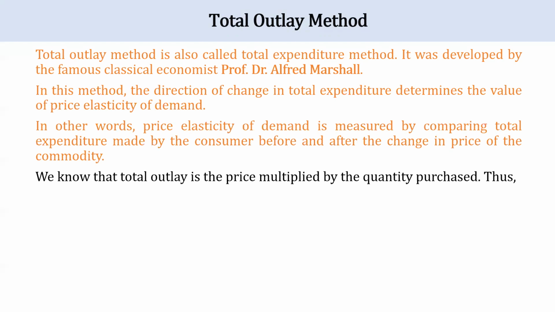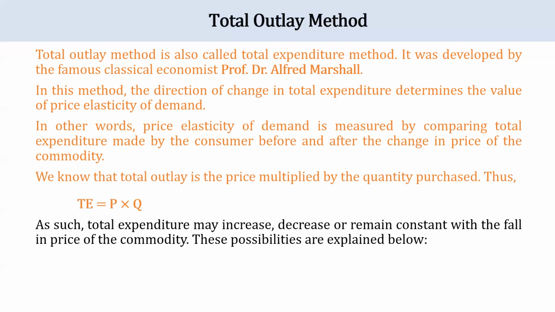We know that total outlay is price multiplied by the quantity purchased. Thus, TE equals P into Q. That is, TE stands for total expenditure, which equals P, the price per unit, multiplied by Q, the quantity demanded. As such, total expenditure may increase, decrease, or remain constant with the fall in price of the commodity. Let's discuss these three possibilities briefly.